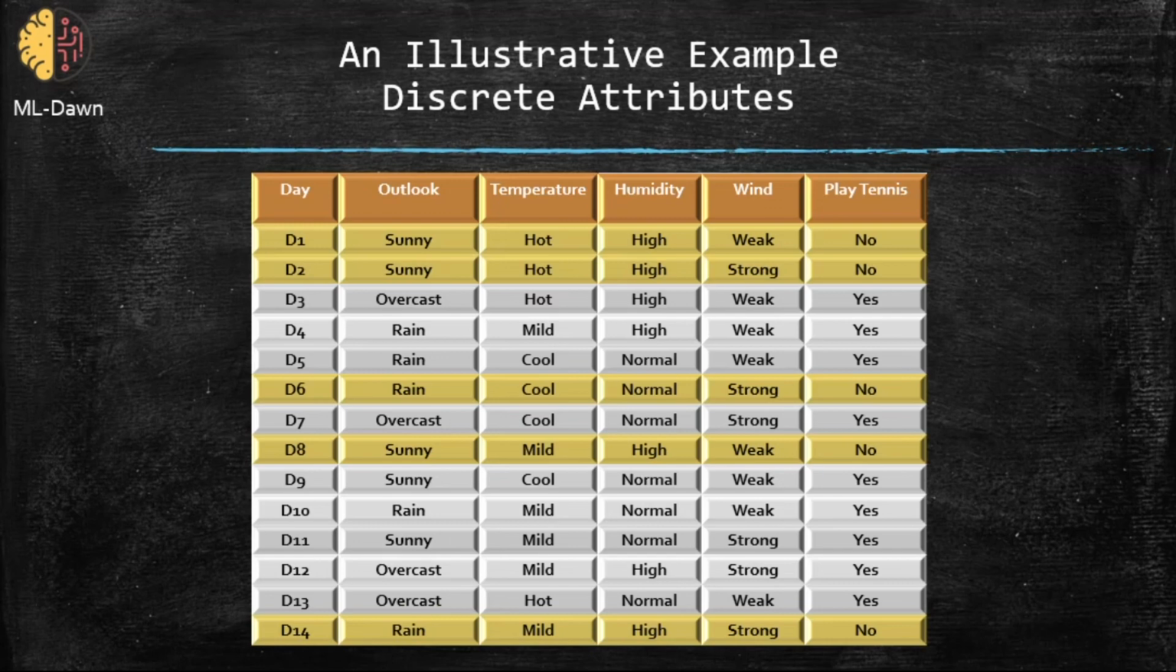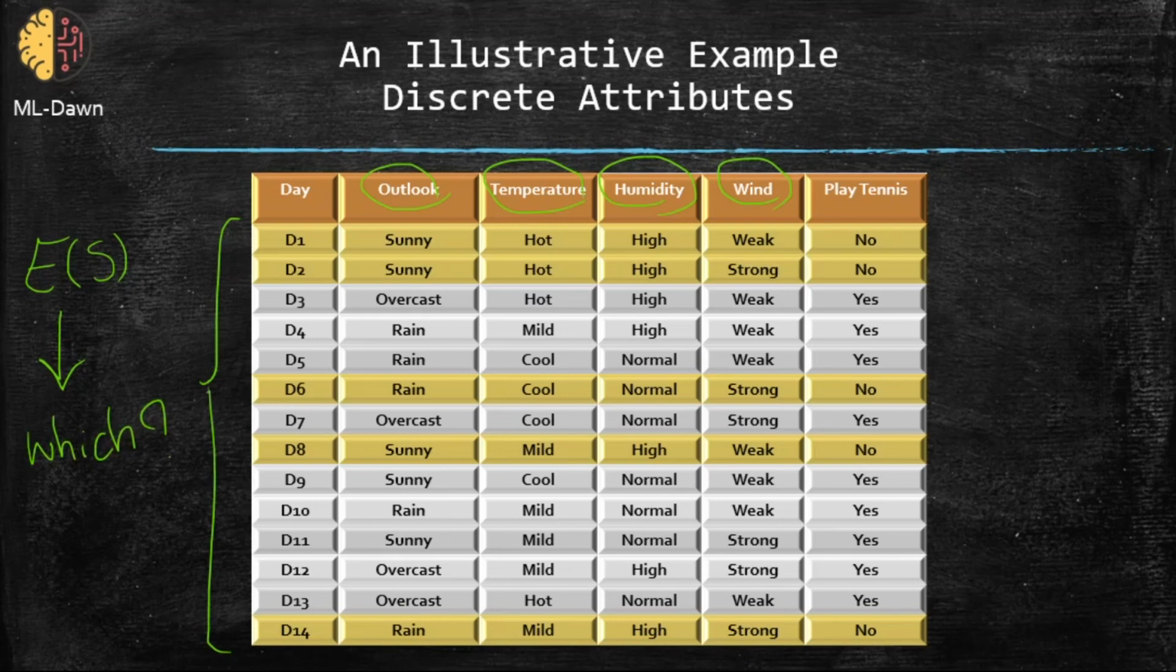Okay, so if I choose outlook, how much will the entropy reduce from the entropy that I currently have? It goes without saying that this set on its own already has an entropy that we show with E of S. Then we choose outlook, temperature, humidity, and wind to reduce this entropy as much as possible. But the question is which attribute to choose. And the answer is I'm going to use information gain.